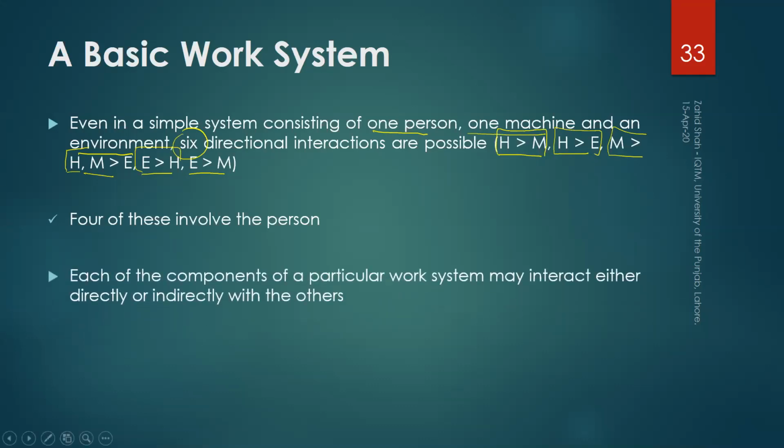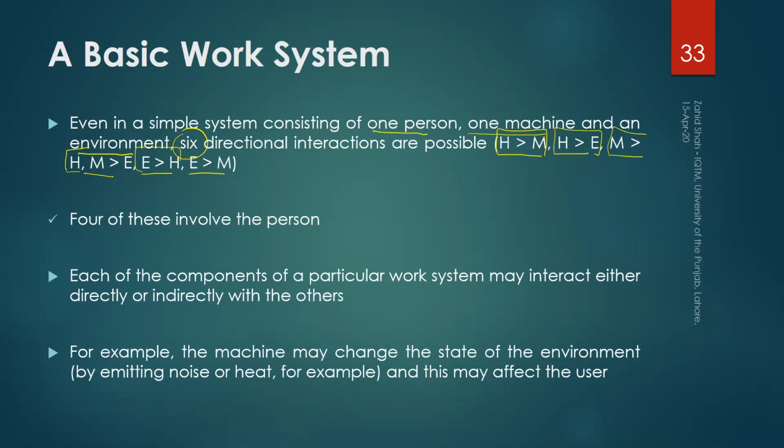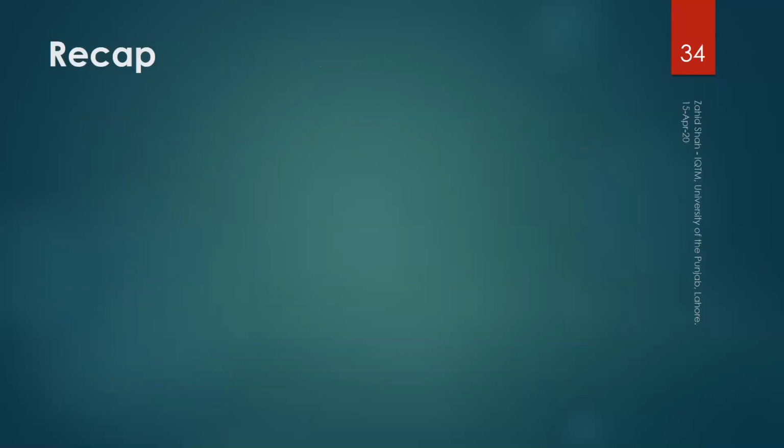So each of the components of a particular work system may interact either directly or indirectly with others. For example, machine may change the state of the environment. So machine may first impact environment, but that environment then may affect the user. So the machine may change the state of the environment by emitting noise or heat, and that noise or heat may impact the user. So this interaction, even in this very simple case, is not that simple. It can involve complexity.